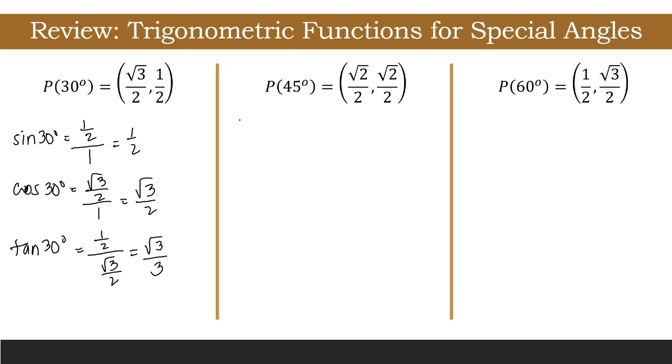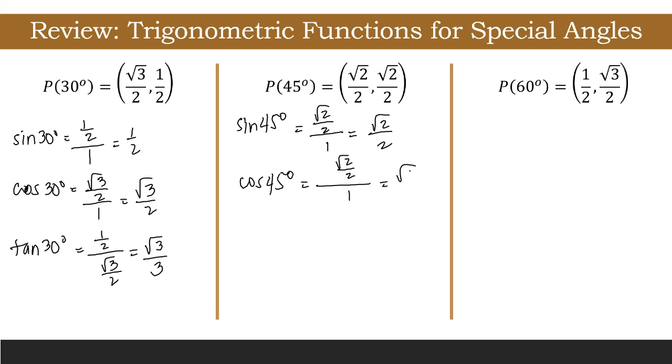Next, for 45 degrees, we have sine 45. Again, we have y over r. Ang y natin ay square root of 2 over 2. Ang r natin ay 1. So, this is just the same. Square root of 2 over 2. As for cosine 45, this is x over r. Square root of 2 over 2. Ang r natin ay 1. Pareho lang ng sine niya. Square root of 2 over 2. And for tangent 45 degrees, we have square root of 2 over 2 for the numerator as well as for the denominator. So simplifying, we have 1.